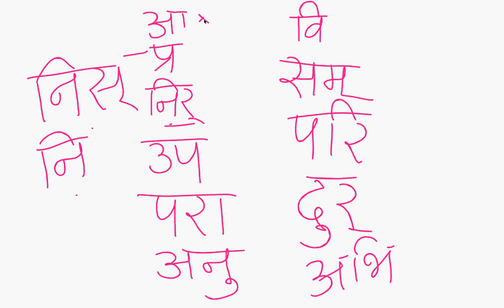So again, when we use any such upasarga, then we cannot use ktva. In place of ktva, we use lyap. Like for example, we used gacchati, gatva. So if you use nirgacchati, then what will happen to lyap now?